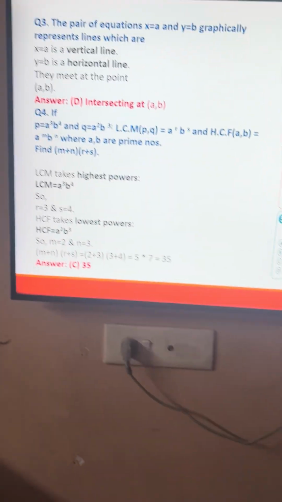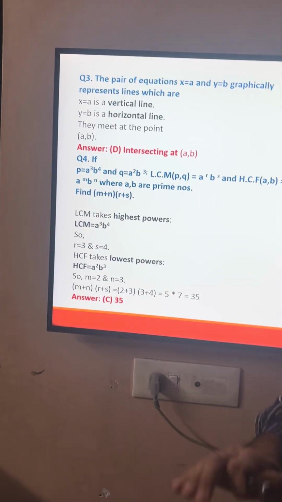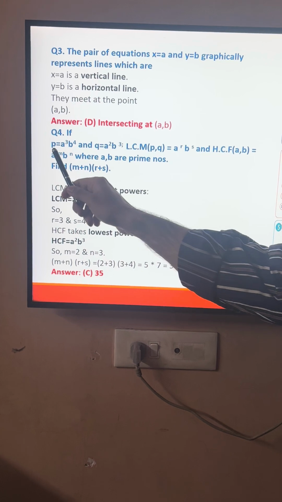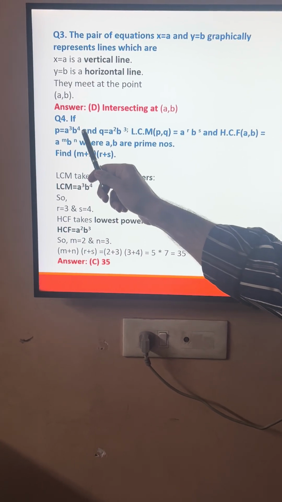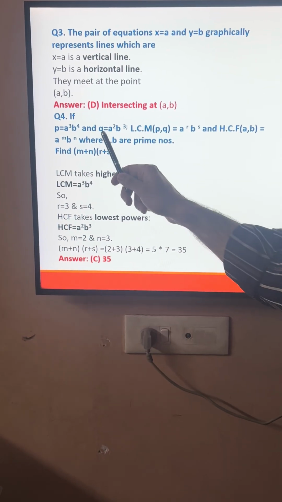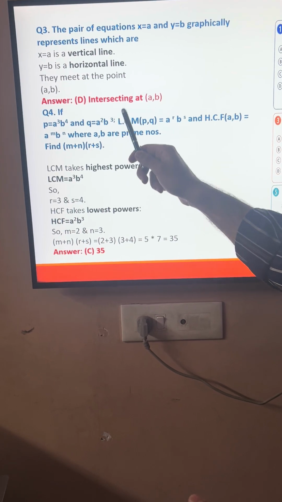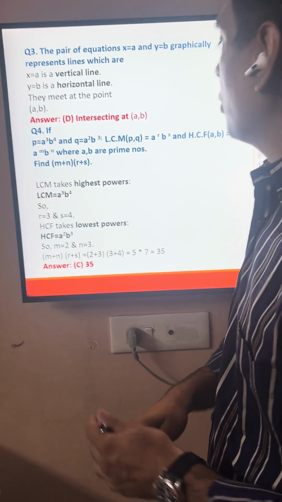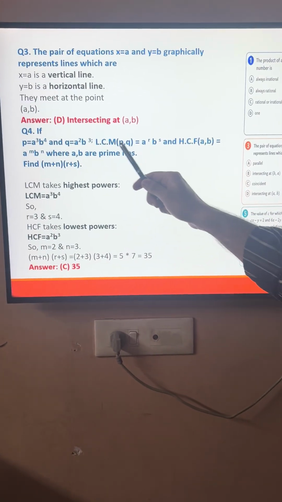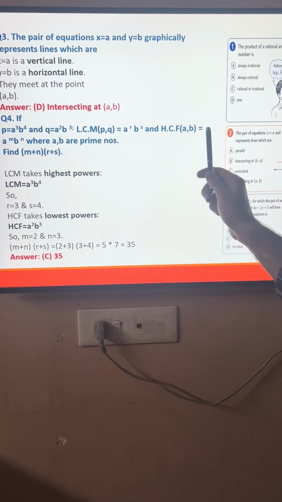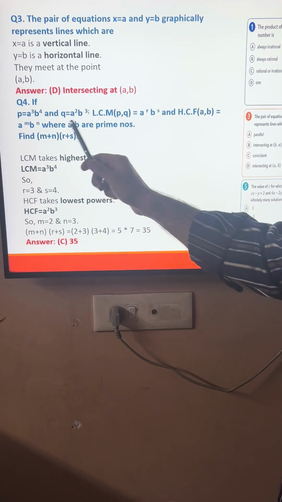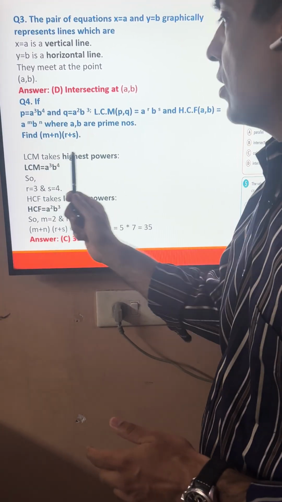Now, okay, the fourth one. This might look difficult, but trust me, it's very easy. If P is a^q into b raised to the power 4, and Q is a square b raised to the power 3, where P and Q are two positive integers, and their LCM is given in this form, and HCF is given in this form, where a and b are prime numbers, then you need to calculate this.